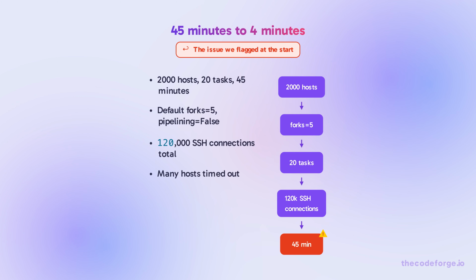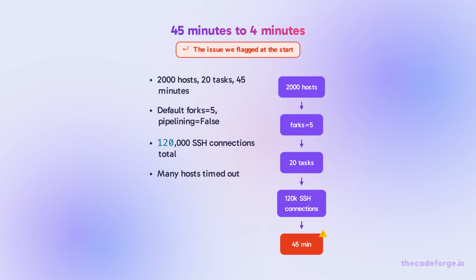This is the same issue we highlighted at the start. Here's exactly why that happened. The default forks meant only 5 hosts were processed at a time. Pipelining was disabled, causing 3 SSH connections per task per host. With 2,000 hosts and 20 tasks, that's 120,000 SSH connections.